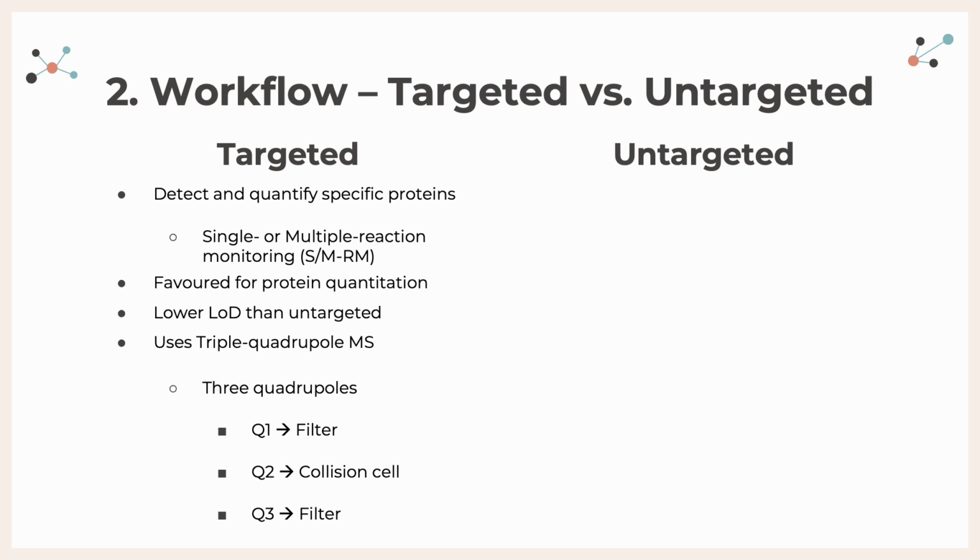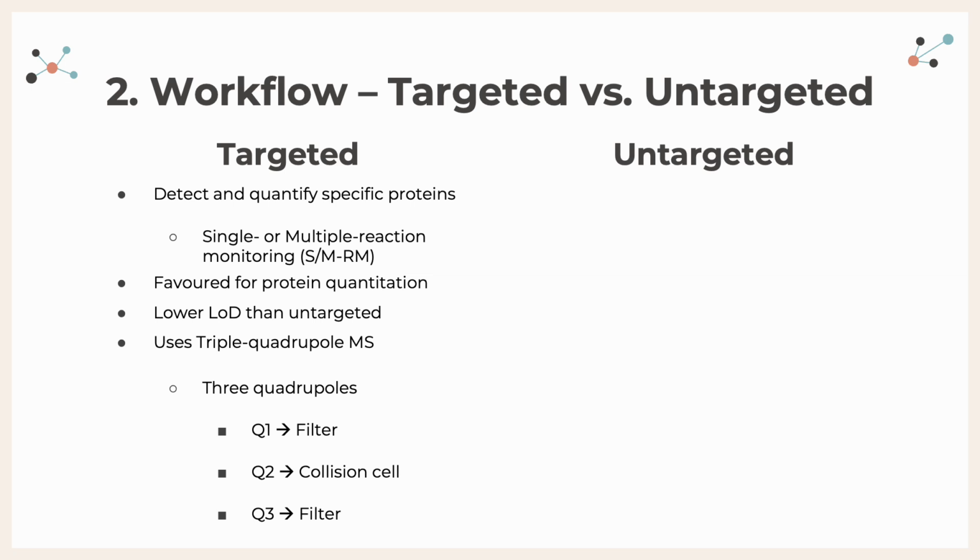This is done through single or multiple reaction monitoring, which essentially means that you're either looking at one or multiple peptide ions within the mass spec. That seems complicated. I trust you. Trust me, it's not. This targeted method is favored for protein quantitation because it has a lower limit of detection than the untargeted method. This is because it has less noise. Again, because you're setting your conditions specific to a protein, right?